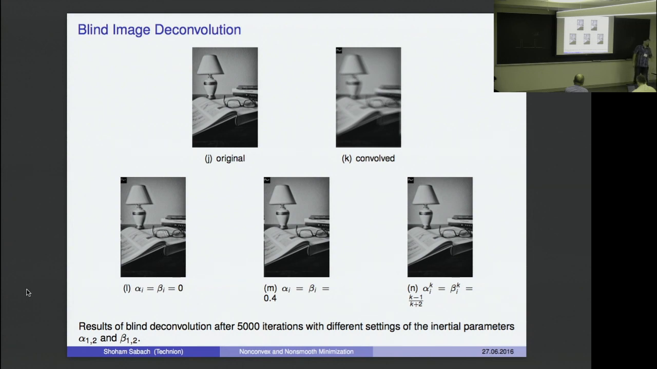So we indeed got a much better recovered kernel and recovered image. You see the kernel here recovered quite, actually, very well, and here not so much. So you see that the inertial terms indeed give us better performance also in the deconvolution, and also a faster decrease of the function values.